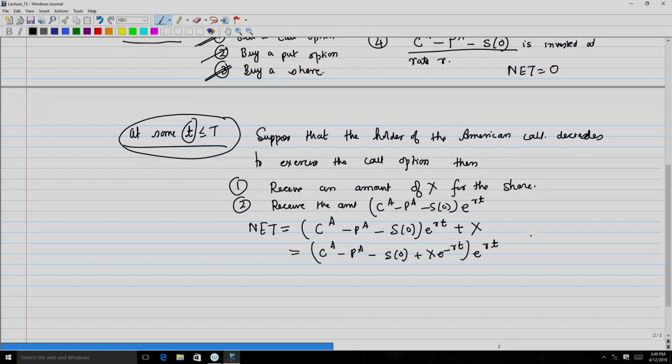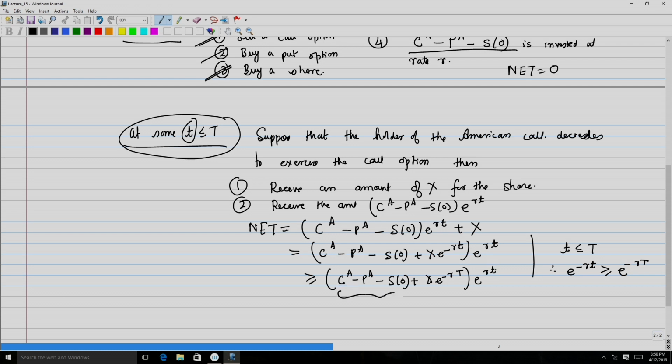Now, we just observe that since t is less than or equal to capital T, therefore e raised to minus r t is going to be greater than or equal to e raised to minus r capital T. So, this expression will be greater than or equal to (Ca minus Pa minus S0 plus x e raised to minus r capital T) into e raised to r t.